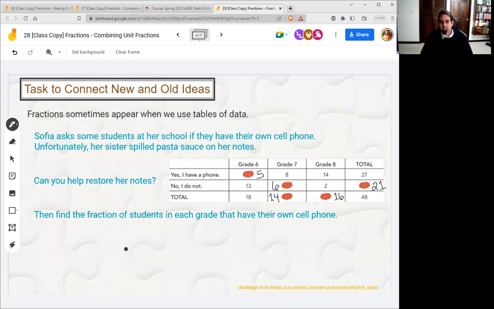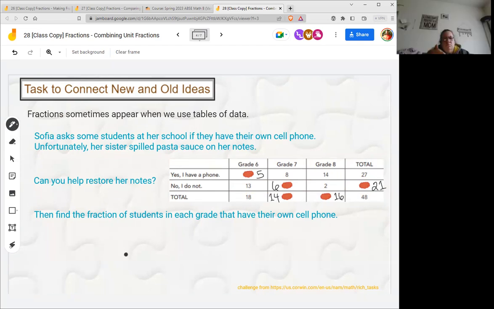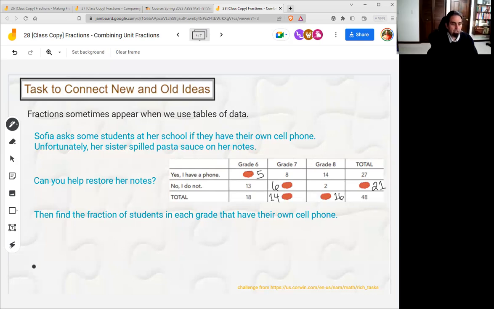We haven't actually made any fractions yet. So now which fraction of students in each grade have a cell phone? In grade 6, it's going to be something over 18. In grade 7, it's going to be something over 14. Everyone see why?